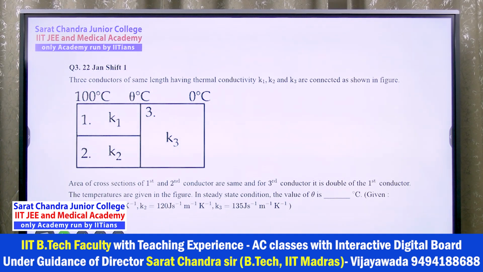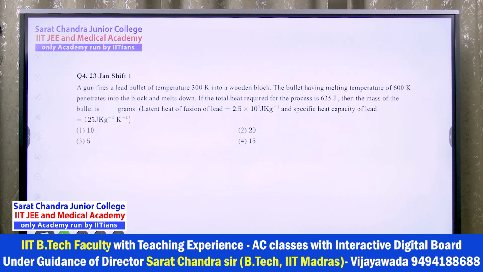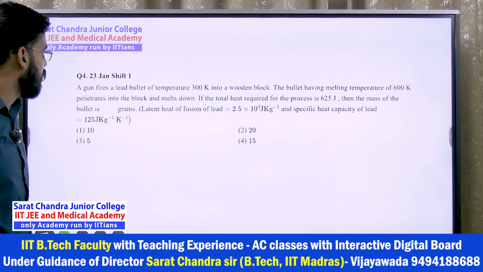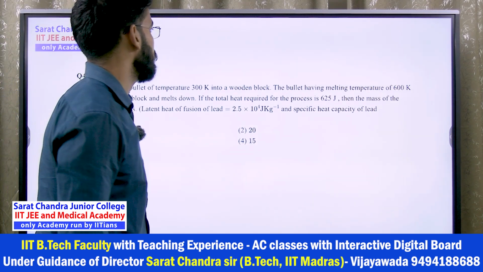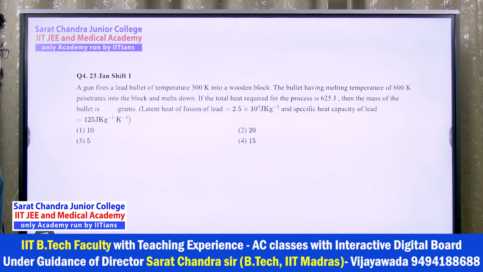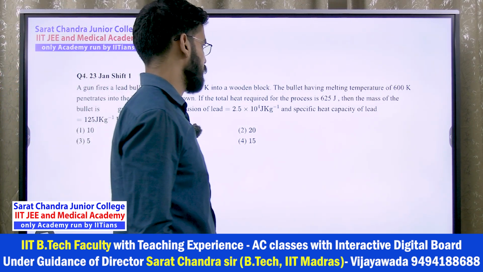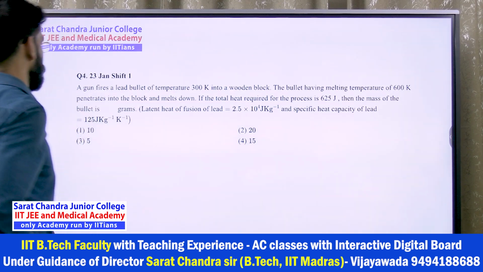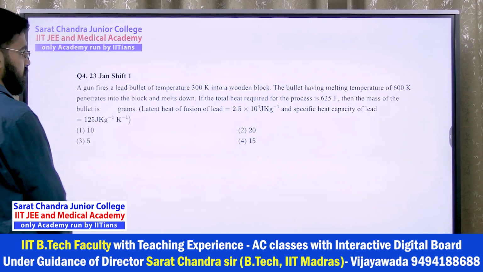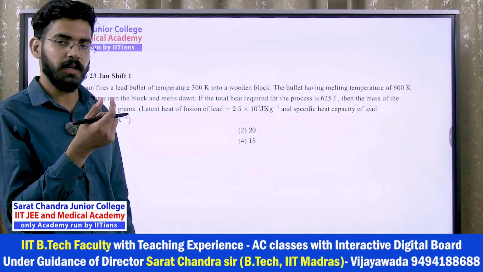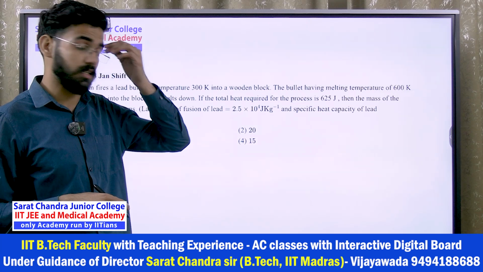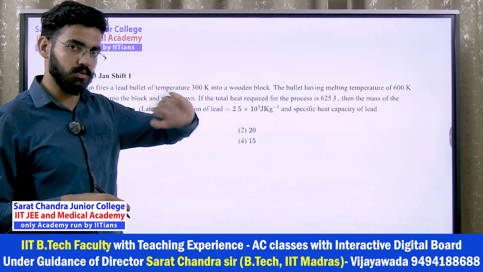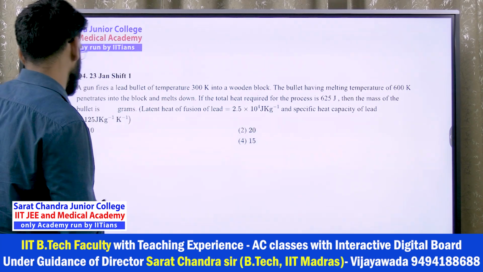Now let's go for the next question. A gun fires a lead bullet of temperature 300 Kelvin into a wooden block. The bullet, having melting temperature 600 Kelvin, penetrates into the block and melts down. If the total heat required for the process is 625 joule, then the mass of the bullet is? Basically understand, the bullet was at 300 Kelvin and then it melted, with melting temperature 600 Kelvin, and to do this whole process, 625 joule of energy is required.